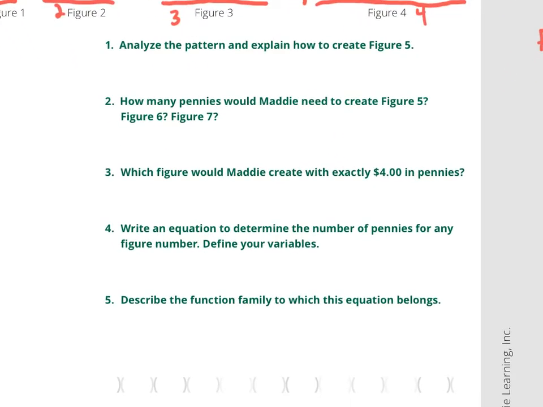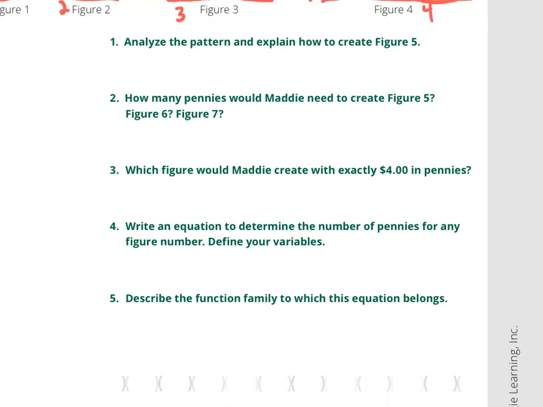Now, question number 3 down here. Which figure would Maddie create with exactly $4 in pennies? Now, $4 in pennies is 400 pennies. So we need to take some number times itself and equal 400 pennies. I'm going to put x's here because I don't know what this number is. And since I put an x here, it has to be the exact same number, for instance like 5 times 5 or 6 times 6. So x times itself equals 400. An easier way to write x times x is to rewrite it as x squared equals 400. Now I'm going to go over here to the side and solve that.